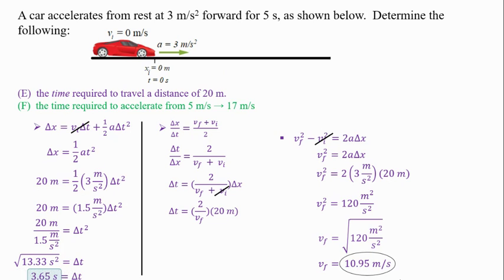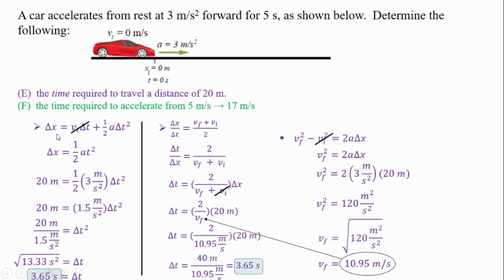Well, we just found what vf is. Okay, so now it's just kind of plug and chug. The only thing holding us back was vf here. Now we just found vf, so really it's 2 divided by 10.95 times 20. And that simplifies on your calculator to be equal to 40 divided by 10.95. 2 times 20 is 40, and then 40 divided by 10.95 will give you an answer of 3.65, which is the same answer we got using the position function or your displacement function on the left side there.